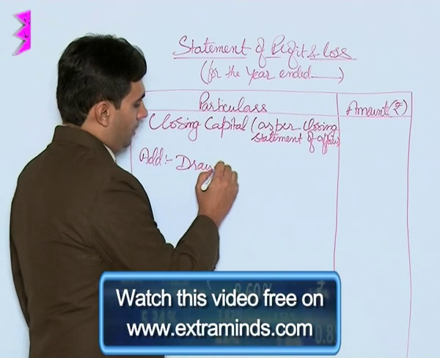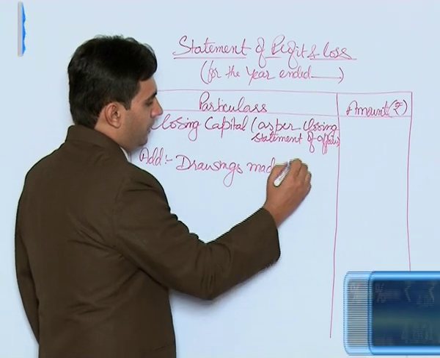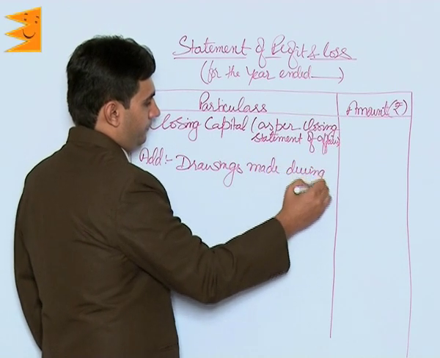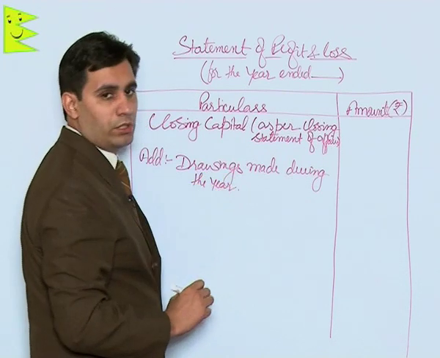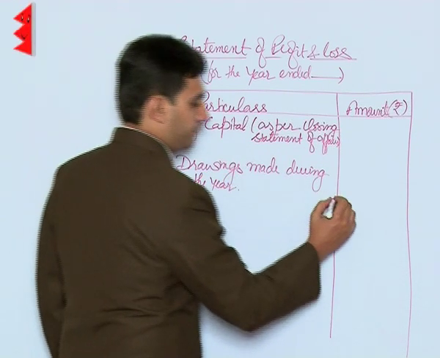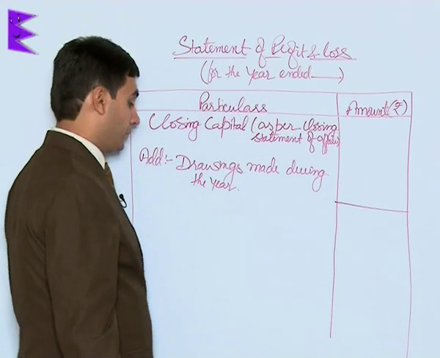Add drawings made during the year. Whatever the owner has withdrawn would be added back. This is what we call as adjusted capital.